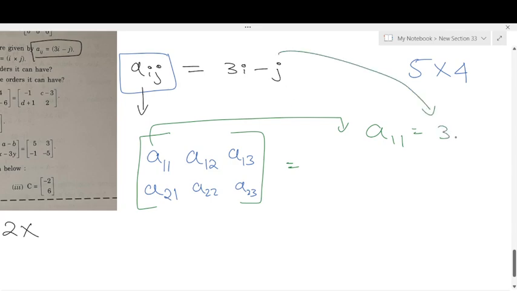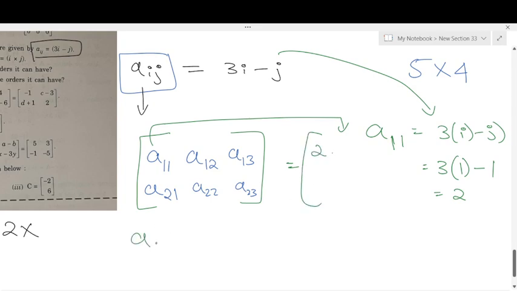3 into I minus J is given, students. I minus J. Can you tell me the value? What is I? Compare this A11. What is I value? I is 1. Minus, what's the answer? 3 ones are 3 minus 1 is 2. So the answer is 2 here.